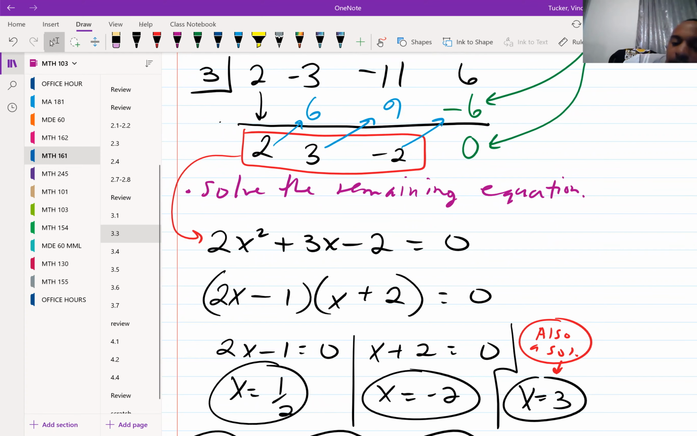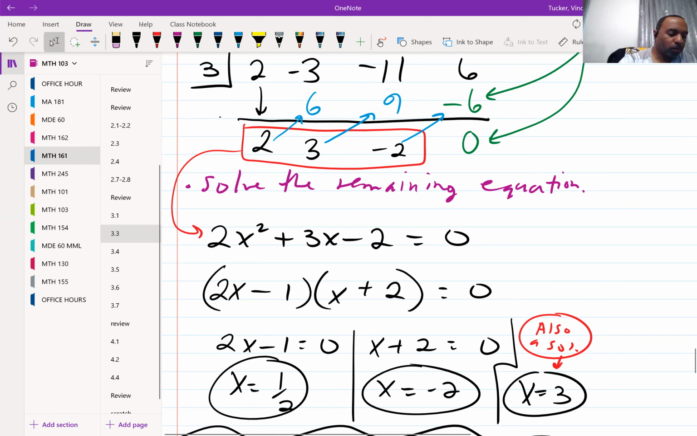And then also don't forget x equal to 3 is a solution as well. They gave you that one. And don't forget to put that as a part of your list when you write your final answer. Any questions? All right, scrolling up.